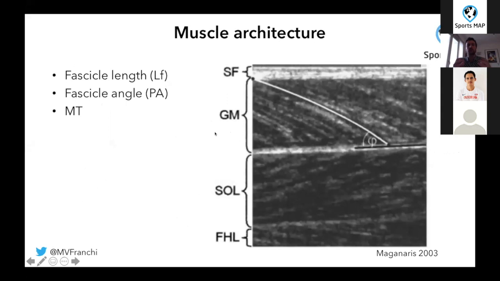The features of muscle architecture are basically three, I would say two to three: fascicle length, pennation angle, and muscle thickness. Here we see a picture from a Costis Maganaris paper in 2003, of a gastrocnemius medialis and a soleus muscle. Fascicle length is the length of a fascicle that runs from the deep aponeurosis to the superficial one of the soleus. The pennation angle is the angle of insertion of these fascicles into the deep aponeurosis.